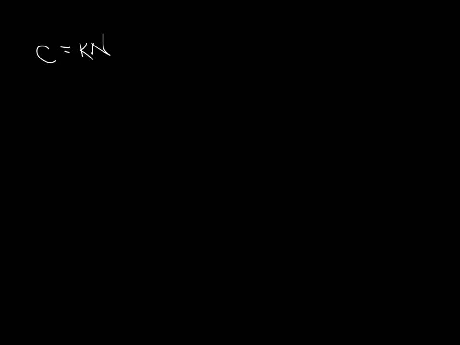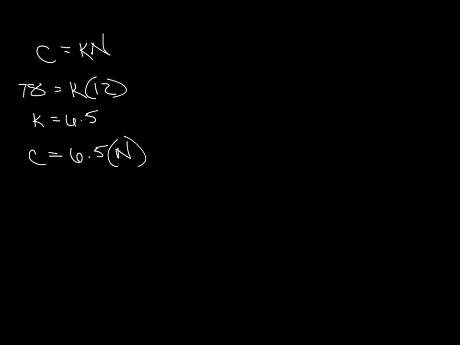12 for $78. So 12 would be our number, and $78 would be our cost, and that would give me a ratio, or a k, of 6.5. So now my formula looks like this. And it says, how much would 42 cost? 42 is my number, so I'd multiply 6.5 times 42, and I get $273.